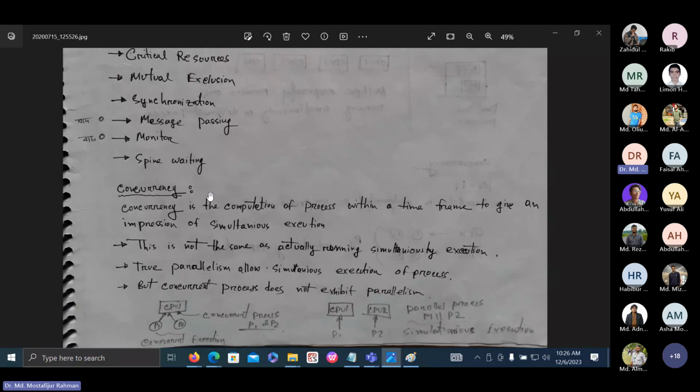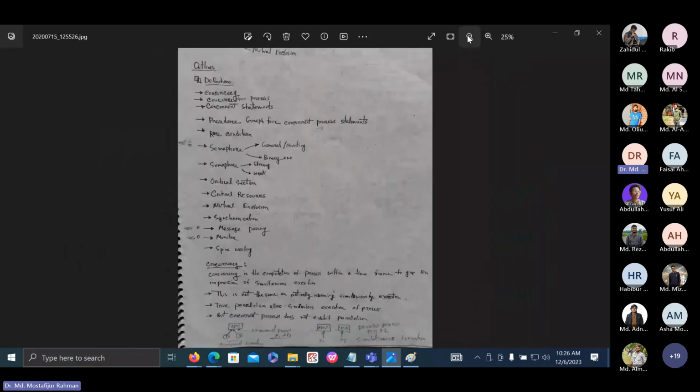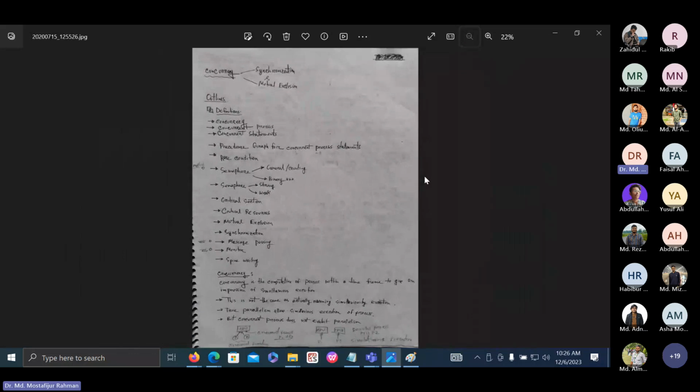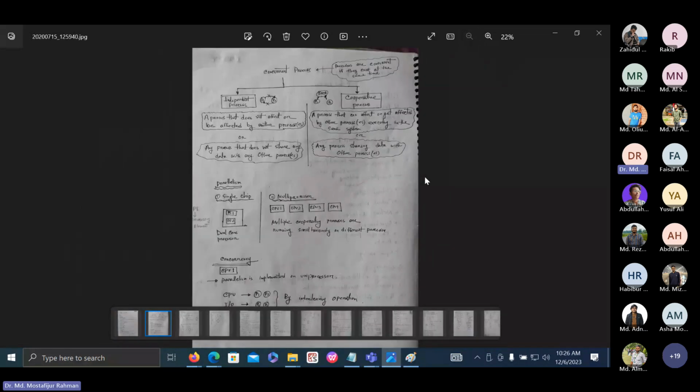Okay. Next is concurrency. Just now we discussed concurrency. I'll share this file. Yesterday I did not take my laptop, so sorry for that. Because of that, I did not share these files with you. Okay.